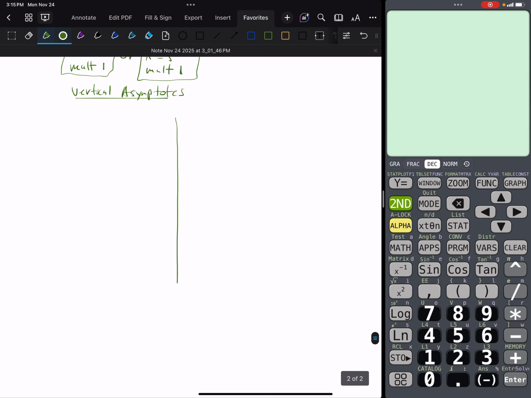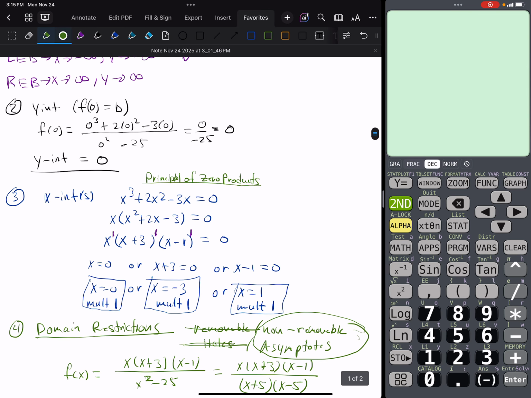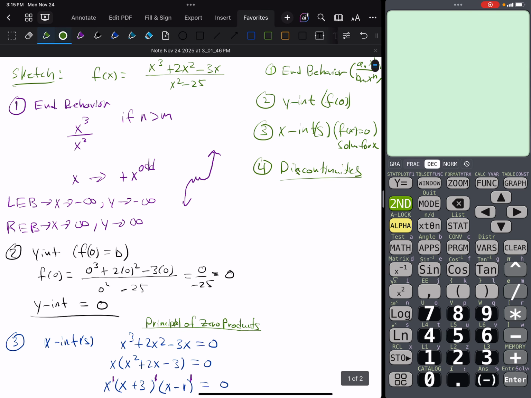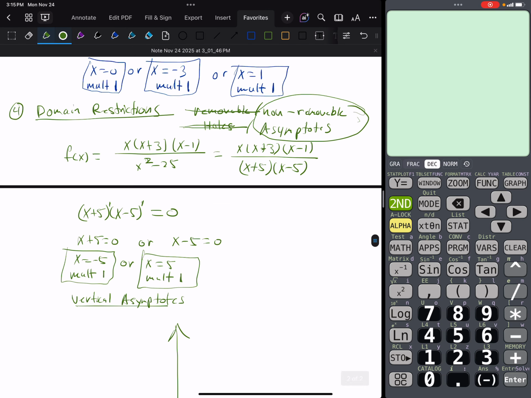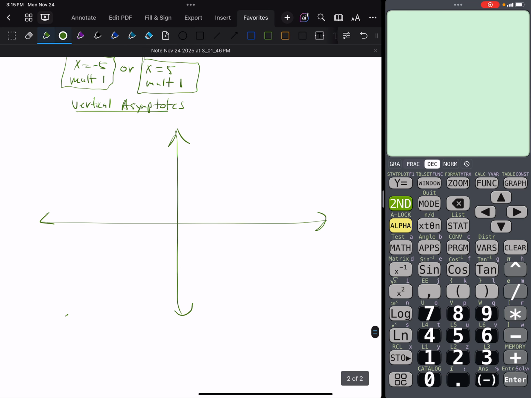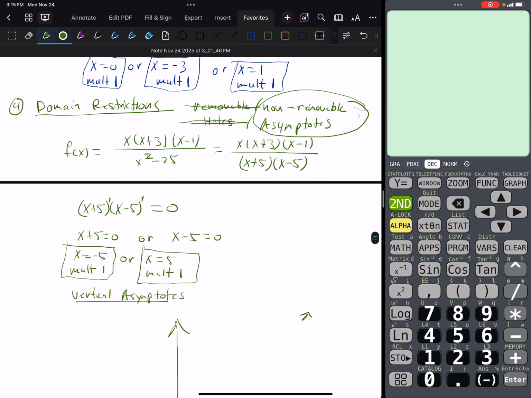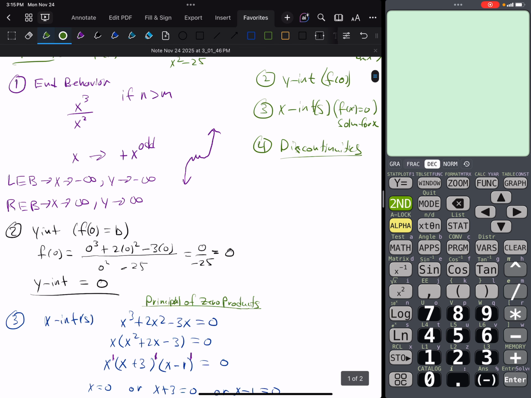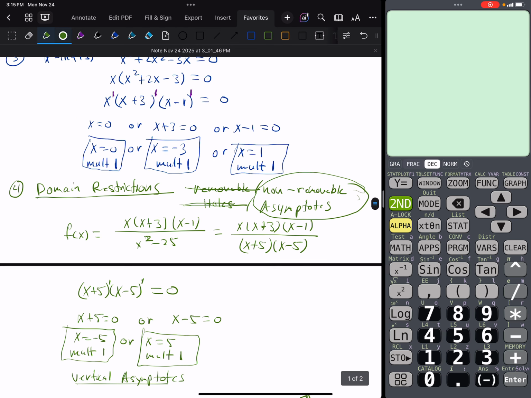And so I'm going to make myself a nice big coordinate system. And what did I say? I said that my end behavior was positive odd. So left was negative infinity, right was positive infinity. And so I just kind of like to put a little notation here just to remind me where I'm going in the end. Okay. Then I said my y-intercept was 0.